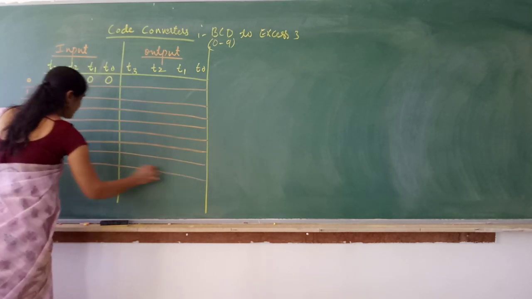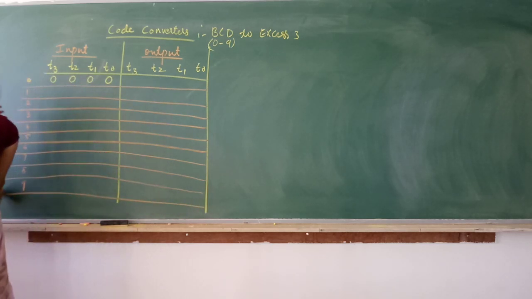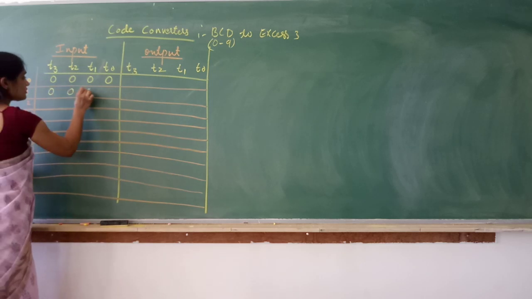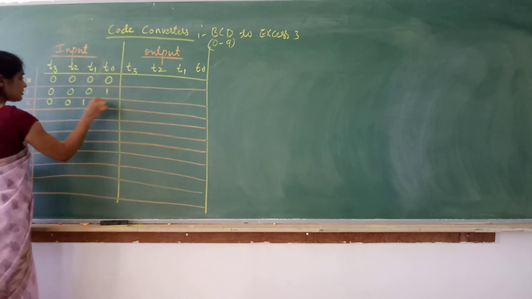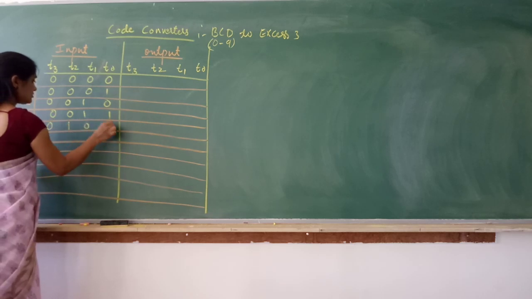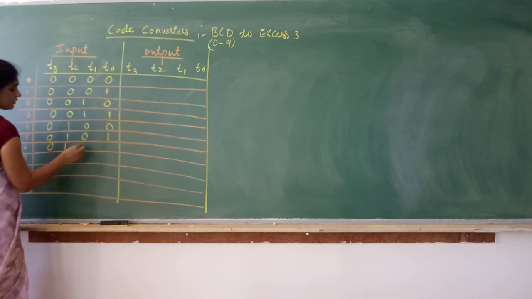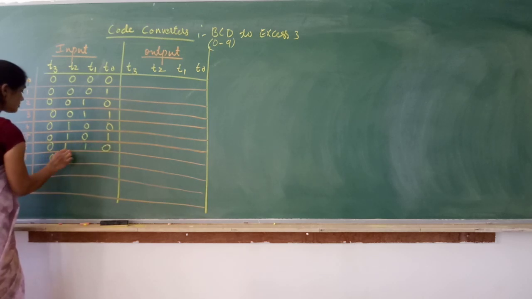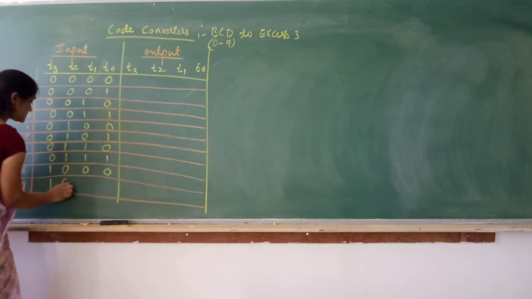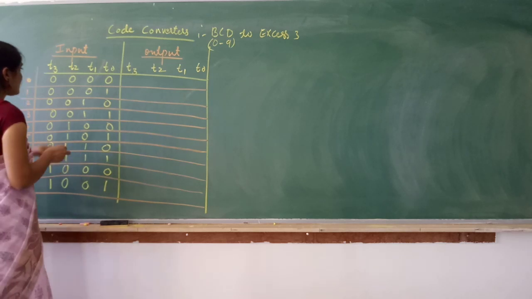So for every input, we are going to add 3 to the binary number, right? So 0000, 0001, 0010, 0011, 0100, 0101, 0110, 0111, 1000, 1001. Okay? So what will be the output?